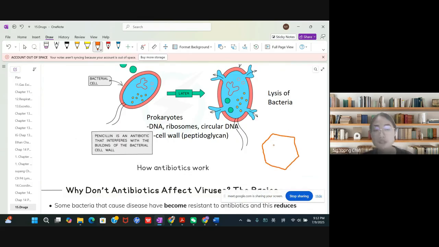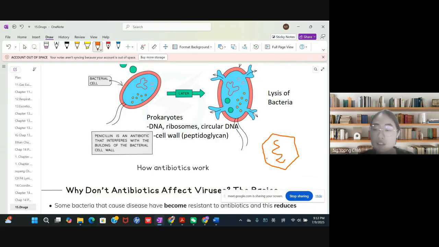Okay, what's inside a virus? The virus only contains DNA or RNA inside. I just draw a strand, which shows that it's DNA or RNA. There are two types of virus. We call them the DNA type virus or the RNA type virus.